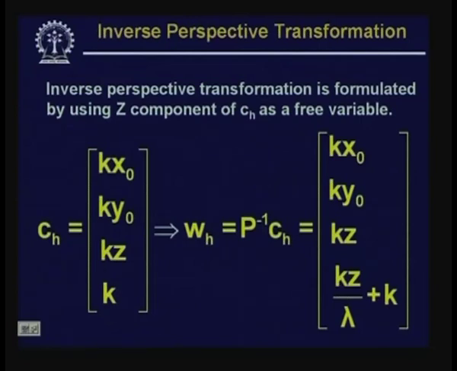In this particular case, you find that this Wh is obtained as kx naught, ky naught, kz, kz by lambda plus k. So, this Wh we have got in the homogeneous coordinate system. Now, we have to convert this homogeneous coordinate to the Cartesian coordinate system, and as we said earlier, for this conversion we have to divide all the components by the last component. So, in this case kx naught, ky naught and kz will all be divided by kz by lambda plus k.